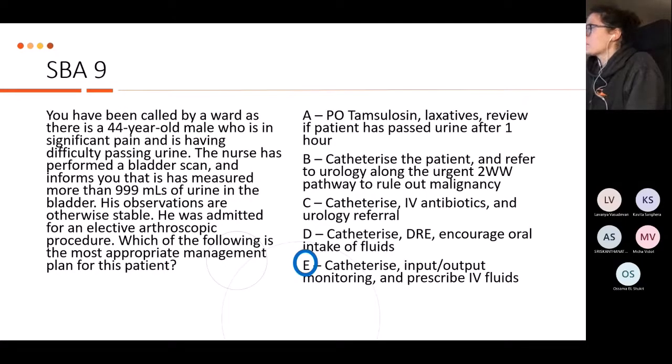Okay, and last question. This one's a bit wordy, so give yourself more time.